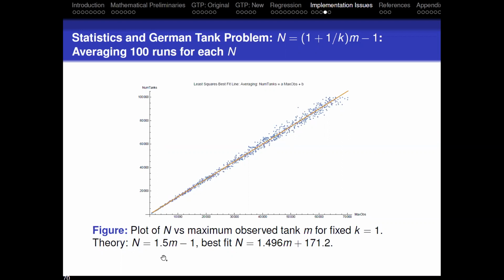And now when we do that, the best fit line was supposed to be 1.5. Oops, this is a typo. This must be doing k equals 2, so it should be 1.5, not k equals 1, my apologies. And then the best fit is, again, very close to 1.5.